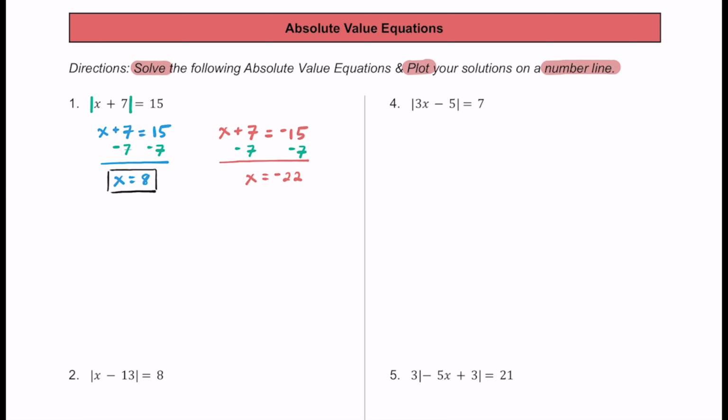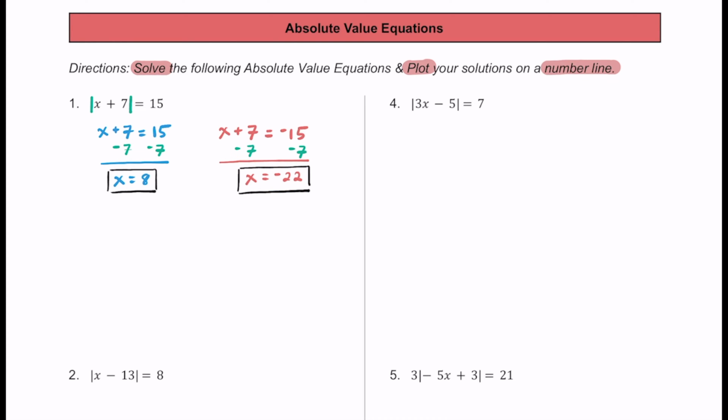We first have x is equal to 8, and our second solution is that x is equal to negative 22. If you want to check this, you can take this 8 and plug it in right in this x over here. So 8 plus 7 is 15, and the absolute value of 15 is equal to 15. And then you can also take this negative 22 and substitute it in here. Negative 22 plus 7 is negative 15, and the absolute value of negative 15 does also equal positive 15.